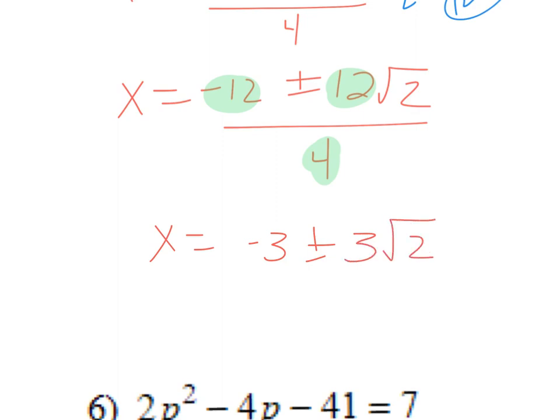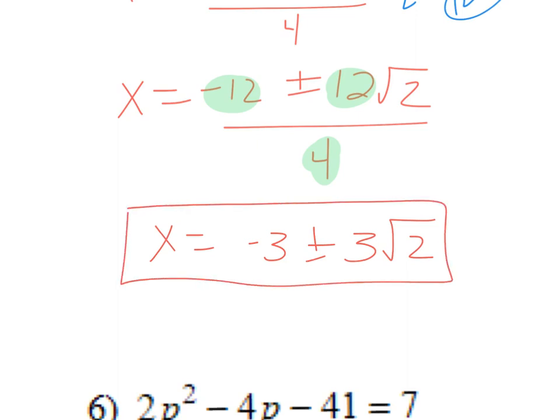And technically it's over a 1. You don't have to put the 1 on the bottom. You can if you want. It doesn't really matter. So now in this case, this is your exact solution. Now you're going to need to type that into your calculator to find out what your approximate is.